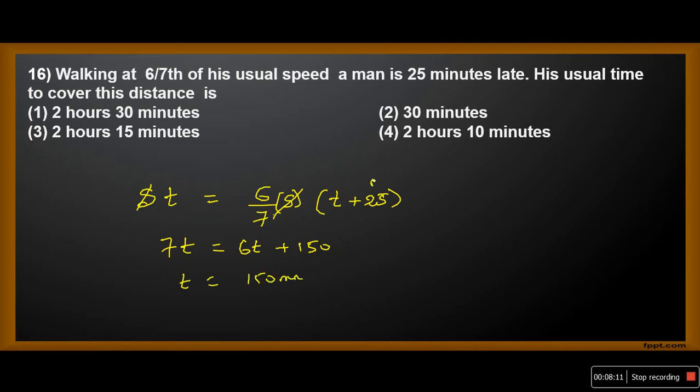This is given in minutes, because it's given 25 minutes late. So 150 minutes, so t equals 2.5 hours. The question here is, his usual time to cover this distance is? So his usual time is how much? 2.5 hours. That is nothing but 2 hours 30 minutes.